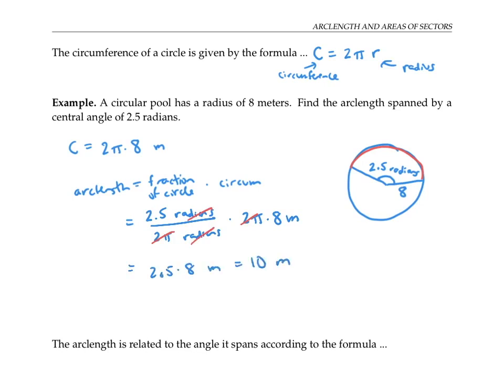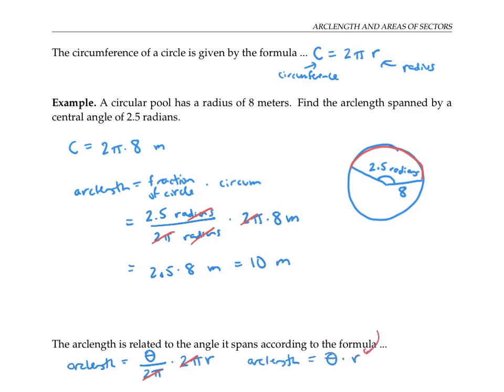In general, the arc length is related to the angle it spans by considering the arc length to be the fraction of the circle you get by taking the angle over the total angle of the circle of 2 pi, times the circumference, which is 2 pi r. Since the 2 pi's cancel, as they did in our example, that means that arc length is given by theta times r.